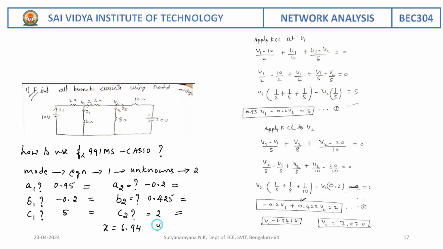6.94 and y is equal to 7.97 approximately. So what is this x and y? It is nothing but V1 and V2. If you don't know Cramer's rule, directly using a scientific calculator, you can calculate the unknown values.